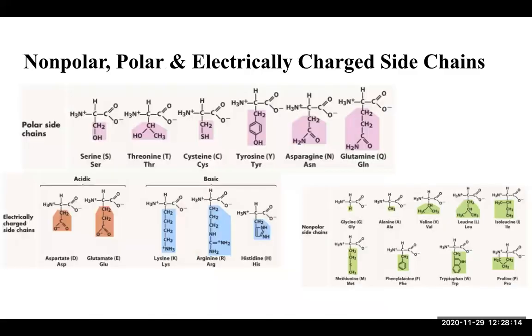Next slide, please. As you can see here, these are some examples of non-polar side chains and electrically charged side chains. These are just important ones to remember for your exam. They're written on this diagram. I would probably just go through this and look through all of that.